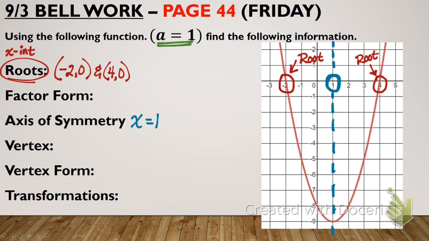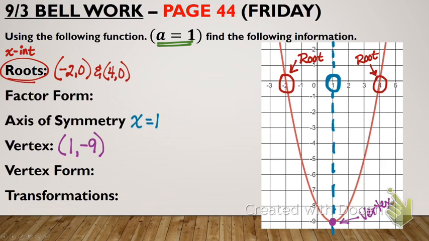Where is the vertex itself located? 1, -9. Right down here is my vertex. So at 1, -9. And then we're going to do the transformations. Then we'll go back and talk about those forms.